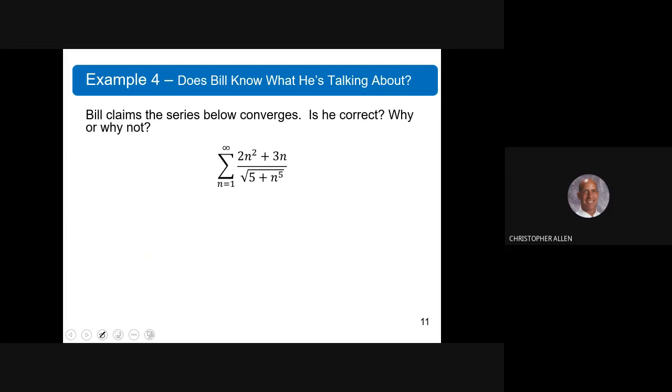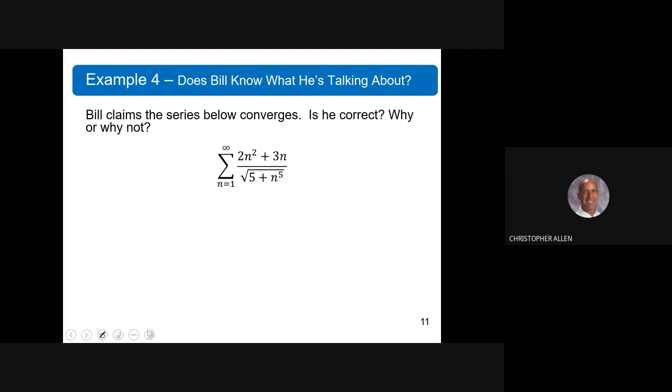It says, Bill claims that the series below converges. Is he correct? Why or why not? So this is just another example of a series that you've got to figure out if it converges or diverges. Bill claims that it converges, and we're trying to figure out if he's right or not. So does Bill know what he's talking about? Let's figure out if Bill is on the money or not. You can probably guess that I'm going to use the limit comparison test.